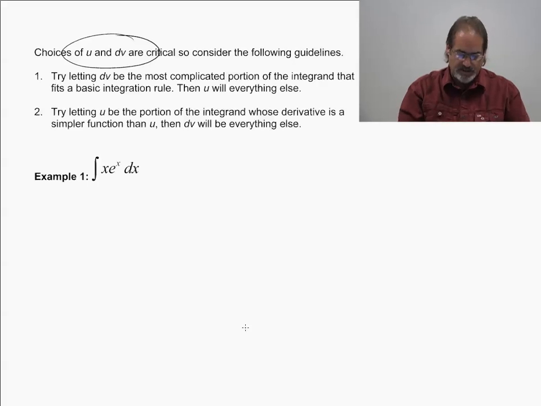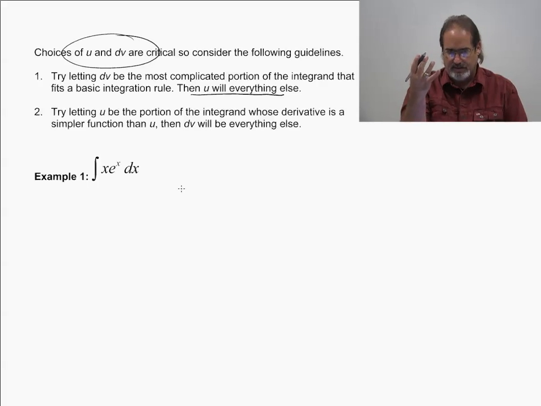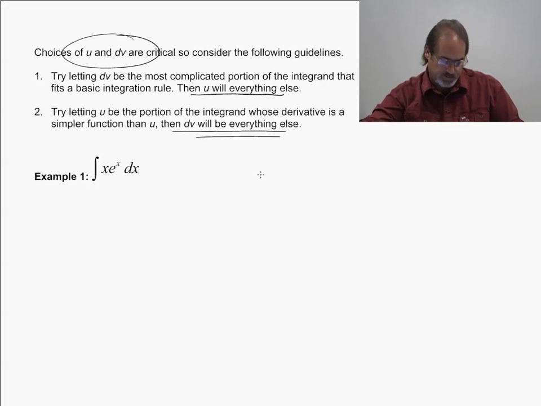Another strategy would be to let u be the portion of the integrand whose derivative is a simpler function than u. So I have a function that I'm going to call u, and the derivative of that is a simpler function. And then let dv be everything else. These are basically two different strategies you can try while working out an integration by parts.